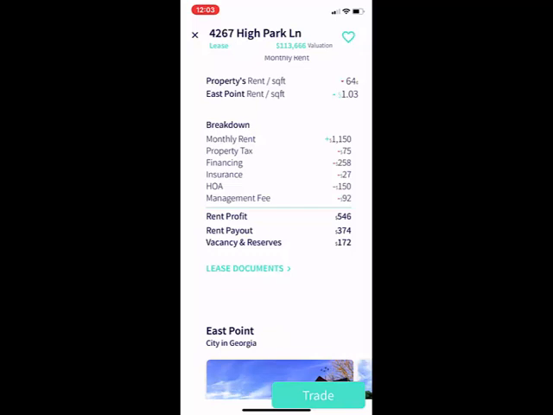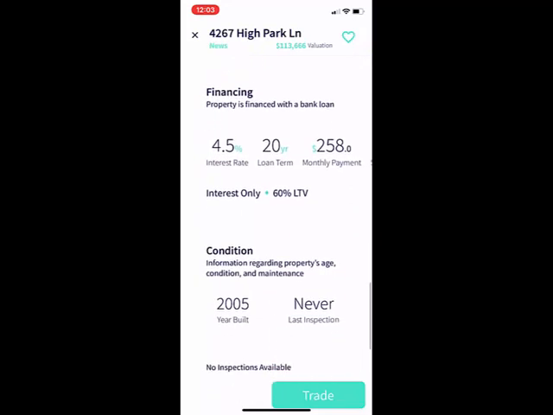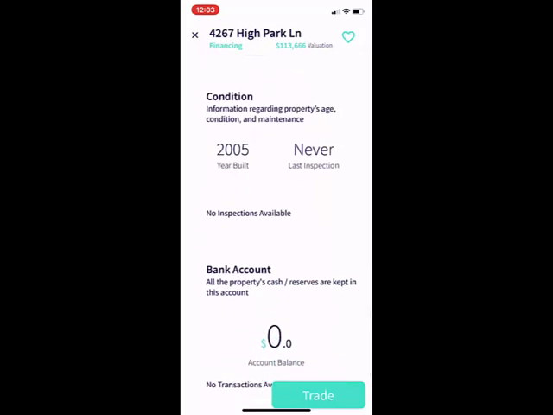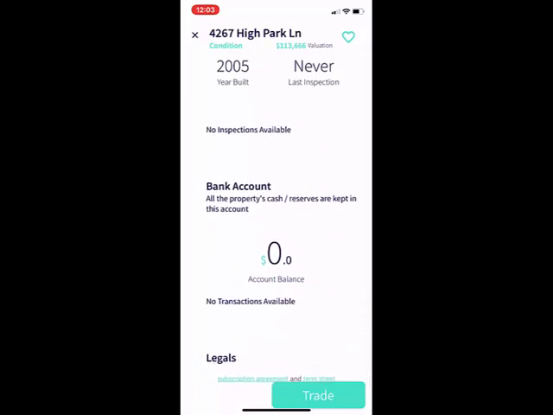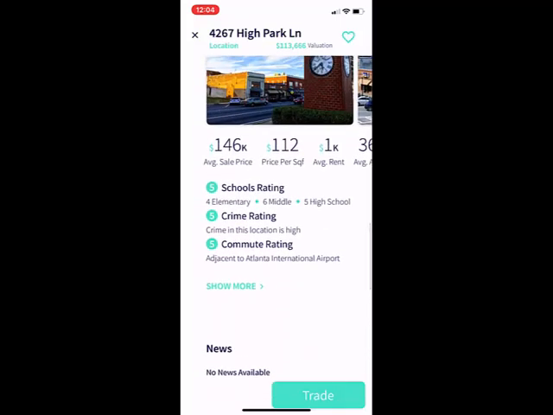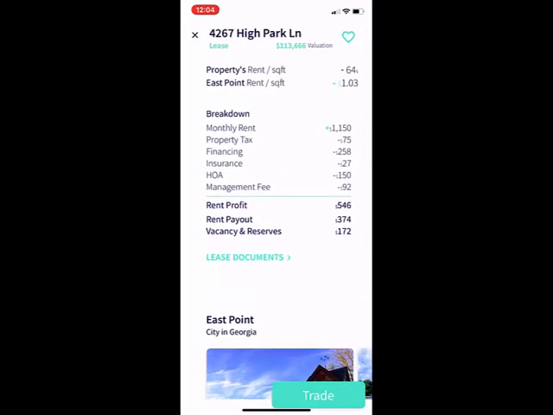Now, something to consider with all real estate is the fact that if the tenant isn't there, you're not going to get paid. So it's just something to consider when investing in real estate in general. It also applies to this app. Now, as you scroll down, you can see all kinds of information. You can see the interest rate, the loan term, all kinds of information. You can see the bank account, which is going to be the cash reserves for the property. So in the event that there isn't a tenant there or there's unexpected maintenance, that will cover it. And again, that comes out of the vacancy and reserves here.